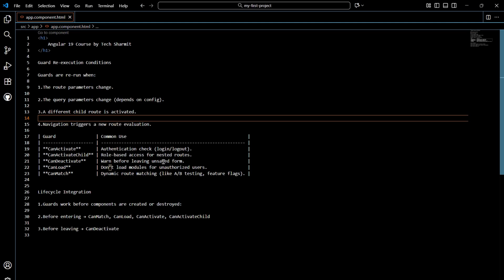Apart from this, we will also talk about the lifecycle integration, like how the integration lifecycle works, and what type of route guard will execute for the entering situation and for the leaving situation. So these are all the things that we will be discussing in this particular session.